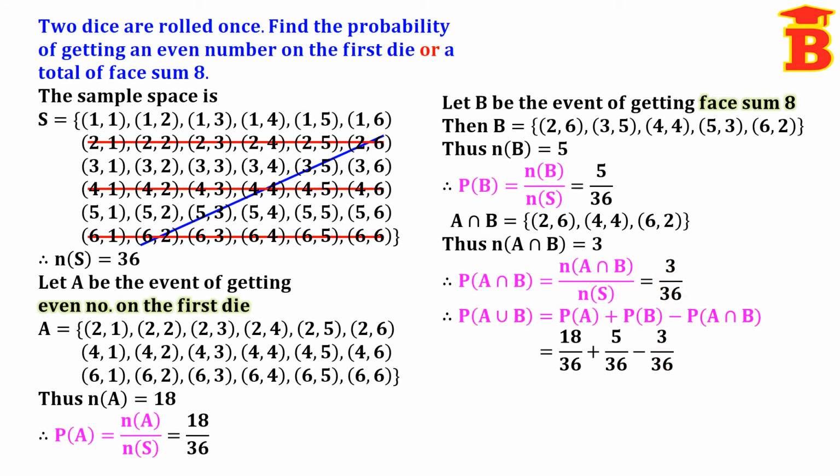Now we have to simplify this. Here we have same denominator, so we can take LCM very easily. That is why we don't cancel the number in the beginning. So we have to simplify at the last. Here taking 36 LCM, straightly add the numerator numbers. 18 plus 5, 23 minus 3, that is 20 divided by 36. We can cancel by 4. We get the answer 5 divided by 9.